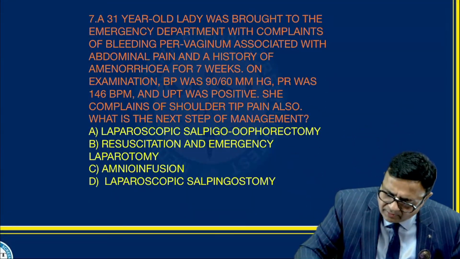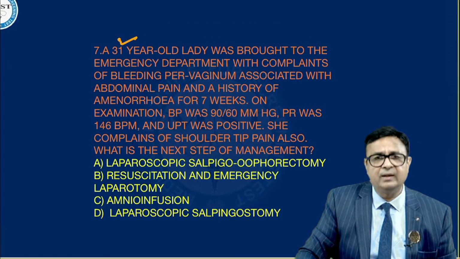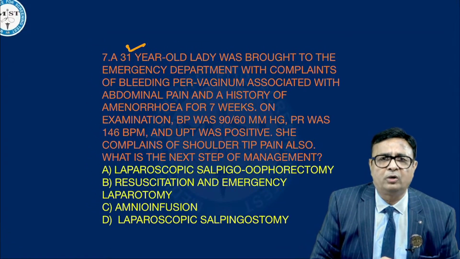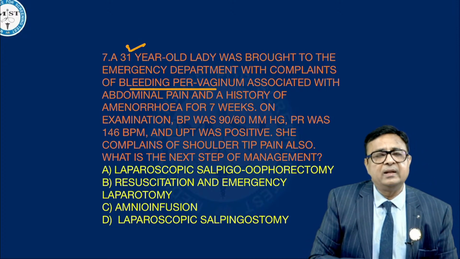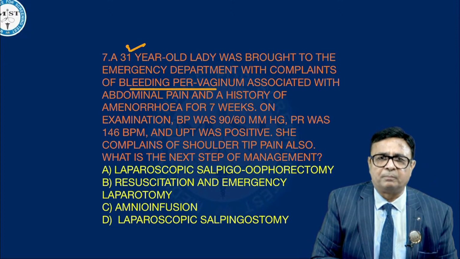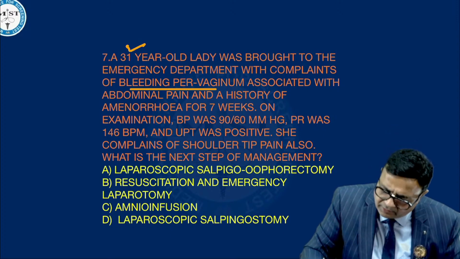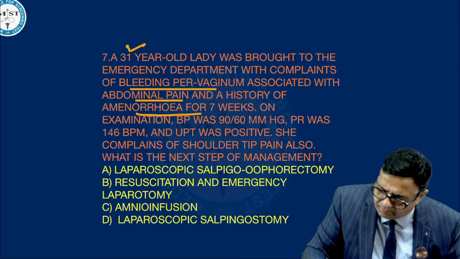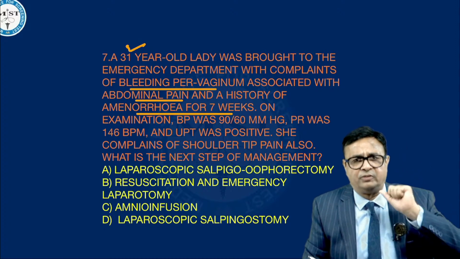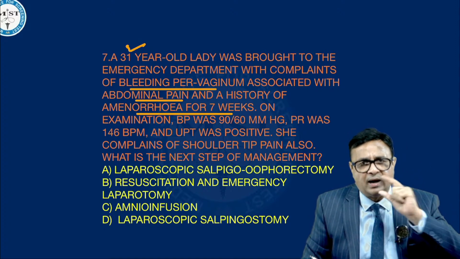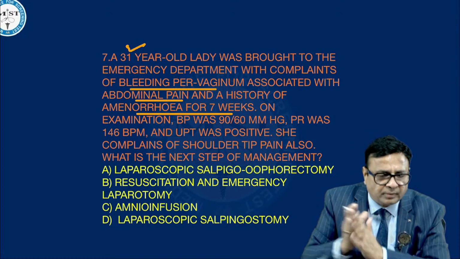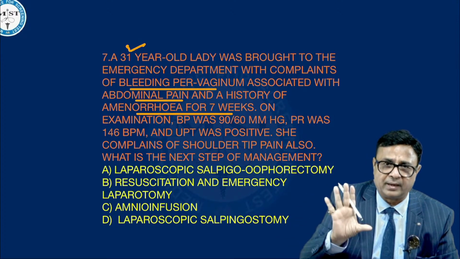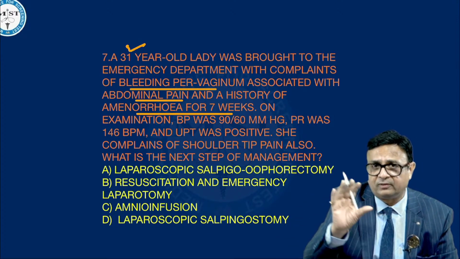Let's move to another question. A 31-year-old lady was brought to the emergency department with complaints of bleeding per vagina, associated with abdominal pain and a history of amenorrhea for 7 weeks. So amenorrhea for 7 weeks, abdominal pain and bleeding per vagina: this is a case of ectopic pregnancy. The most common symptom in ectopic pregnancy is lower abdominal pain.